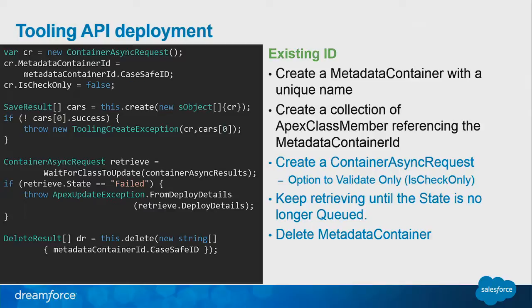So we create our container async request and check for a success, raise an exception, and then we need to sit and poll the container async request at some interval to see what's actually happening. It'll sit in a queued state, and when it's no longer queued, it's either going to be failed or success. If it did fail, the deploy details will contain all the useful information there about what actually went wrong and on what line, so that's really quite useful. And then all going well, we've deployed, and we can just delete our metadata container because we no longer need that anymore.